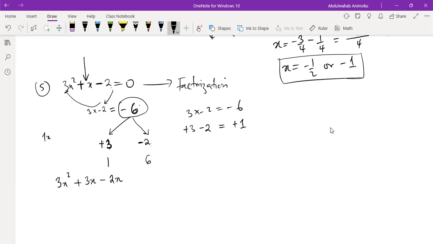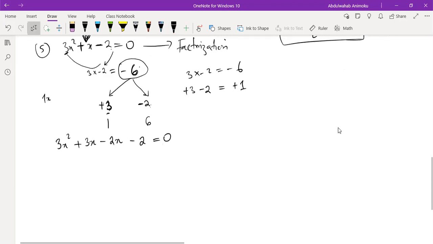So the reason why we're looking for these two numbers is because we want to use those two numbers to replace the middle term, which is the term with the x, right? So basically we are constructing the coefficient of x using this method. And then we have minus 2 equal to 0. Okay. So what do you do from here? You just factorize now. Factorize the first two, factorize the second two.